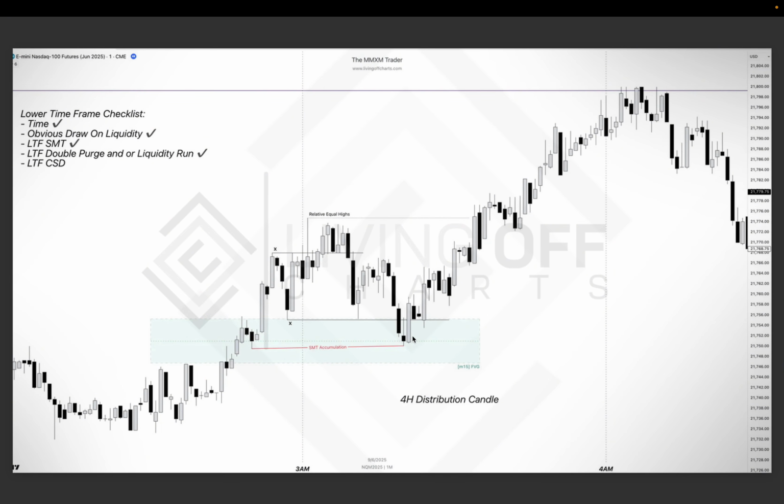Okay, so we get that as well here. And then lastly, we need to see a change in the state of delivery. If we look at these 3 down close candles that trade into the liquidity, this is where your change in the state of delivery happens right here.